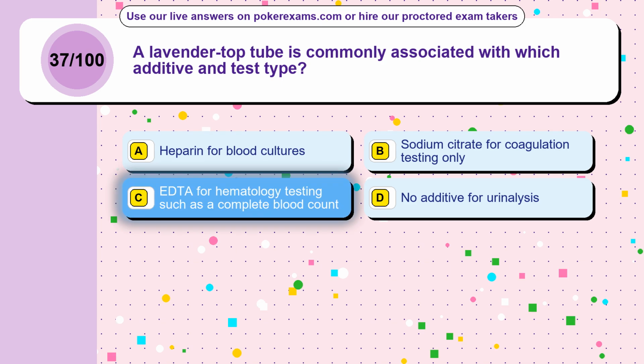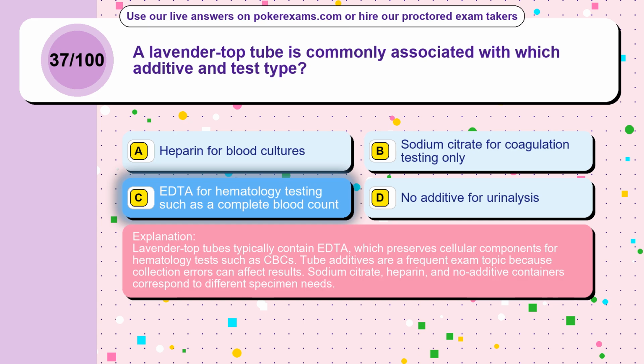The correct answer is option C, EDTA for hematology testing such as a complete blood count. Lavender top tubes typically contain EDTA, which preserves cellular components for hematology tests such as CBCs. Tube additives are a frequent exam topic because collection errors can affect results. Sodium citrate, heparin, and no additive containers correspond to different specimen needs.